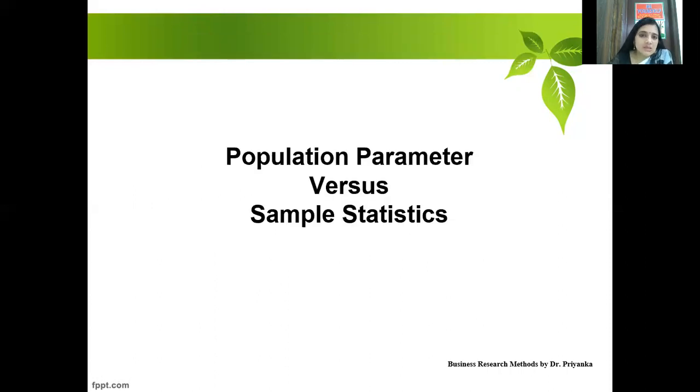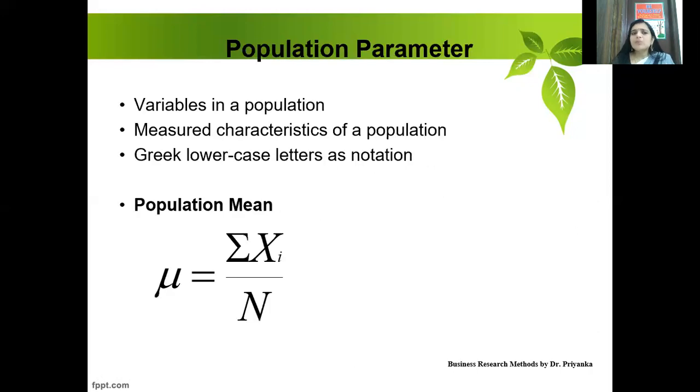Population parameter versus sample statistics. We have two things here, population and sample. When we talk about population, we always say population parameters. But when we talk about sample, we say sample statistics. Throughout the unit, you will be using these two terms. Let us discuss them. Population parameter means variables in a population. Then measured characteristics of a population are also parameters of the population.